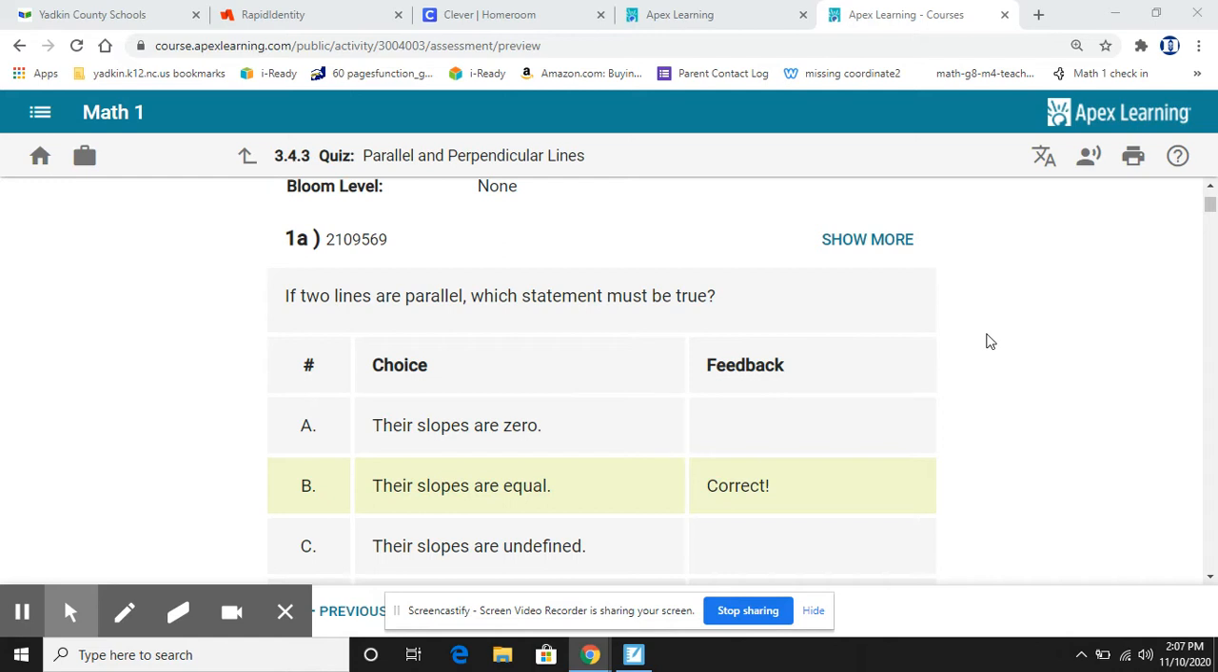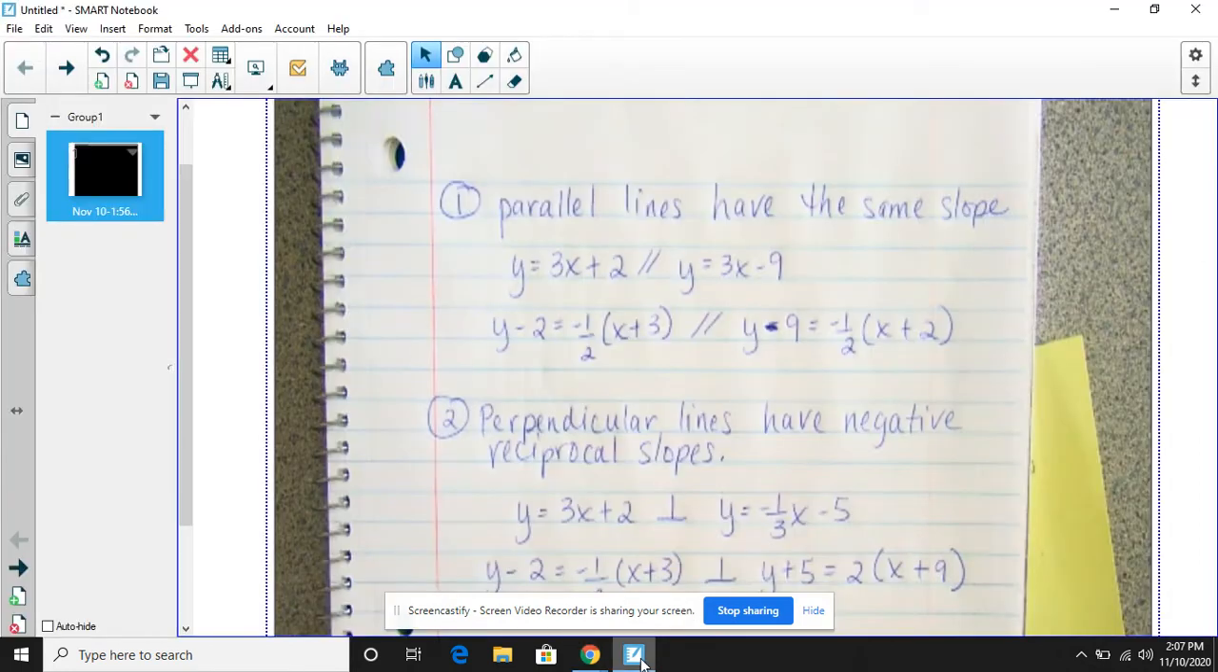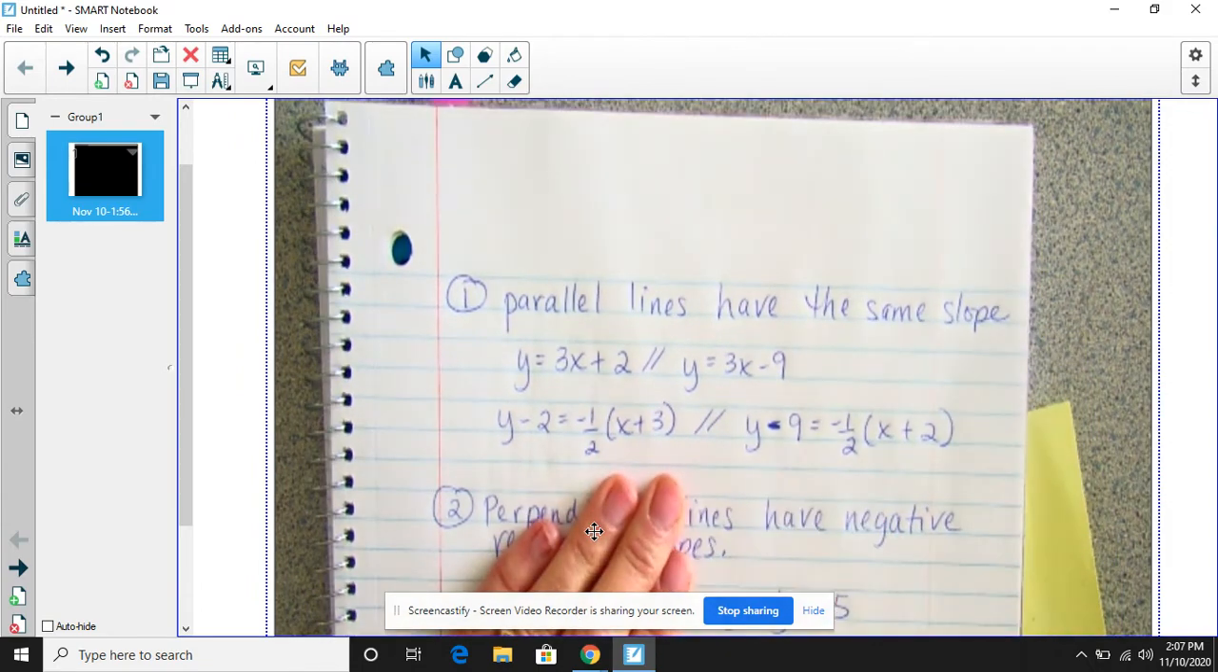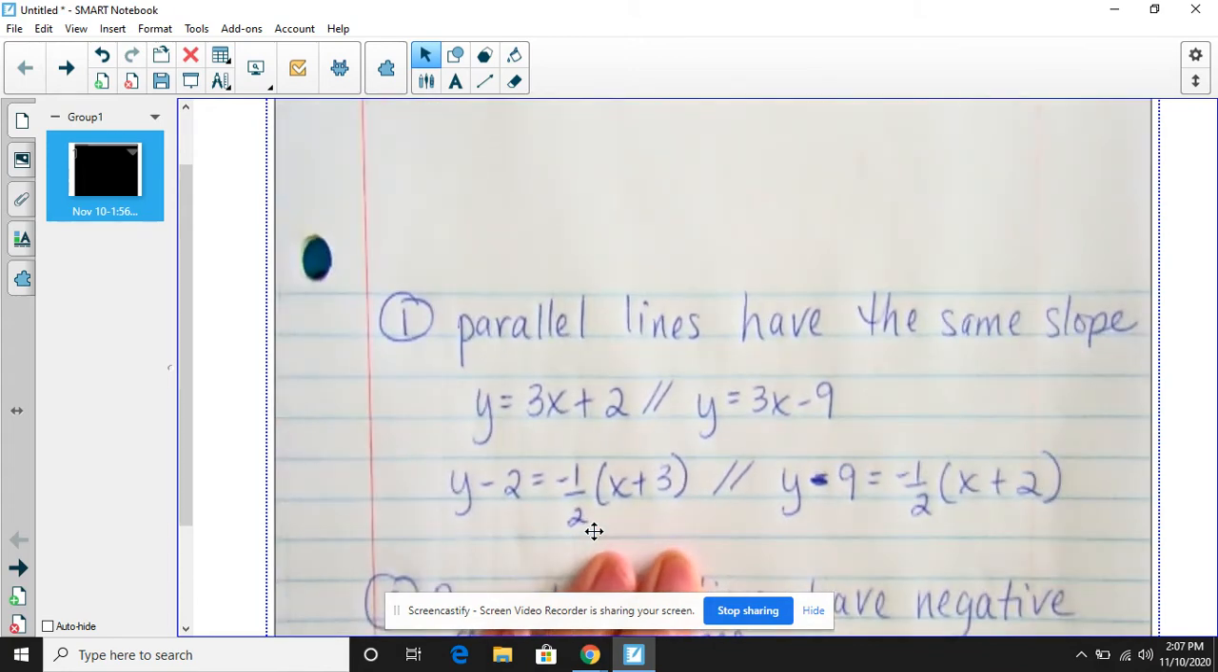If two lines are parallel, which statement must be true? And the answer is their slopes are equal. Every question here, 1A, 1B, 1C, is all asking you the same thing. So the main thing you need to know for question number 1 is this right here. Parallel lines have the same slope.